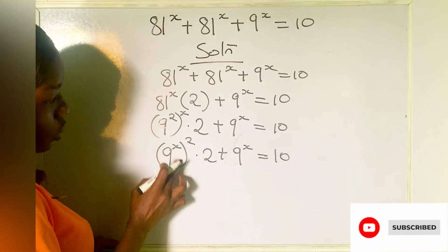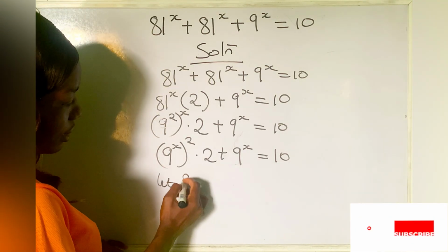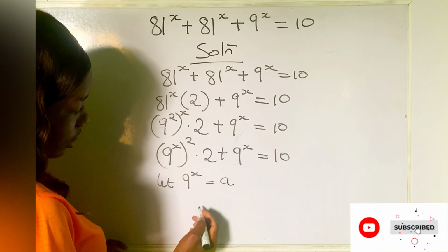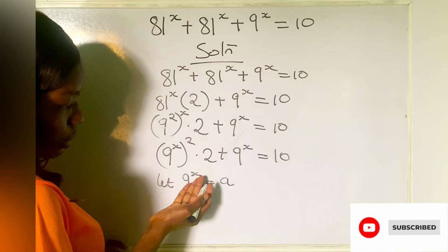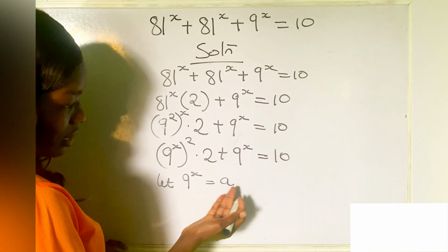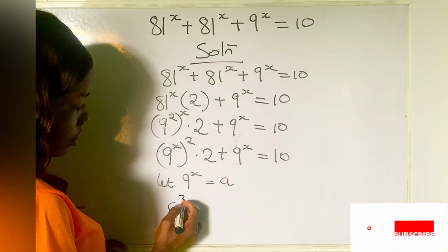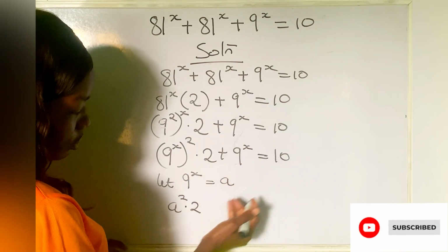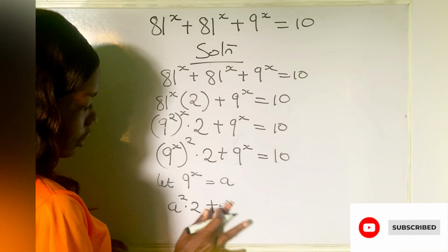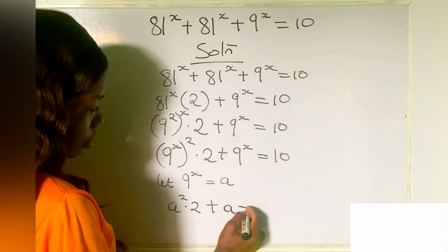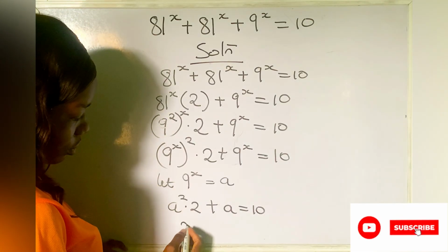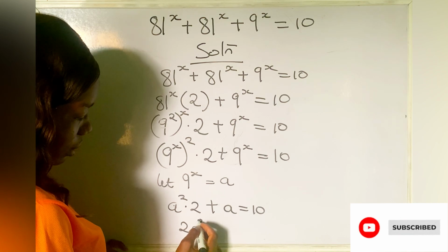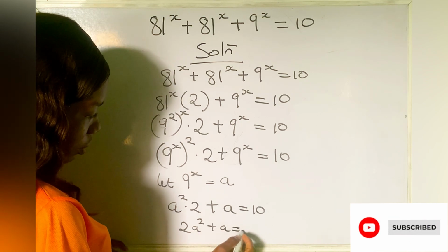So now we can see that we let 9 to the power of x be equal to, let's call it a. That means whenever we see 9 to the power of x, we replace it with a. So here becomes a squared multiplied by 2. Don't forget, the 2 is attached to this and not to the other side, plus, now this is a, is equal to 10. So this is now 2a squared plus a is equal to 10.